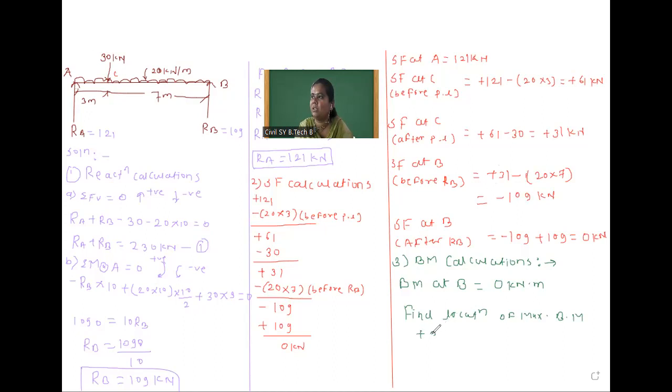So the equation is 31 minus 20 into x. We will consider this as x distance. 20 into x is equal to 0. So 31 is equal to 20 into x, shifting 20 into x to the right side. So x is equal to 31 divided by 20, which is equal to 1.55 meter. So at 1.55 meter, we will get the maximum bending moment. Now we will calculate. This is only the location.